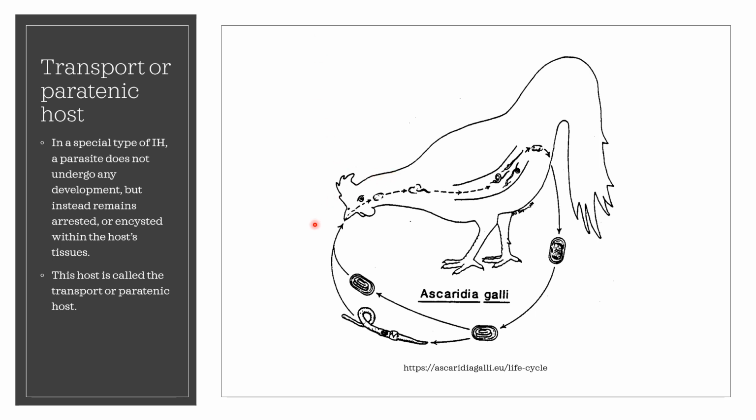So an example of a paratenic host is the earthworm. In this case, we have the Ascaridia galli, a parasitic roundworm belonging to the phylum Nematoda. So the definitive host of Ascaridia galli is the domestic fowl, and the transport host of this parasite is the earthworm.